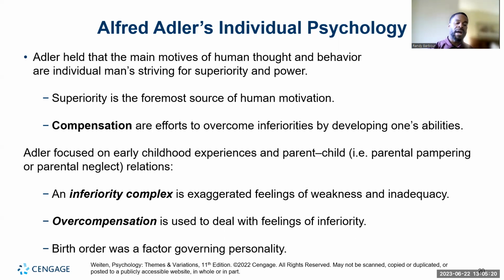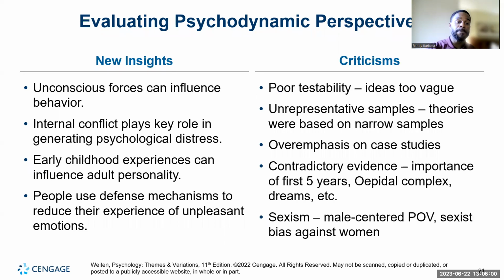Birth order is another concept that he spoke on as a factor in governing our personality. We grow up differently depending on our birth order. The older sibling, middle child, and younger child grow up in different settings, in different situations, and their parents treat them very differently. And so when the parents treat them differently, they might develop an inferiority complex, or they might compensate in a way to, again, overcome the inferiorities that they see from comparing themselves to their siblings.